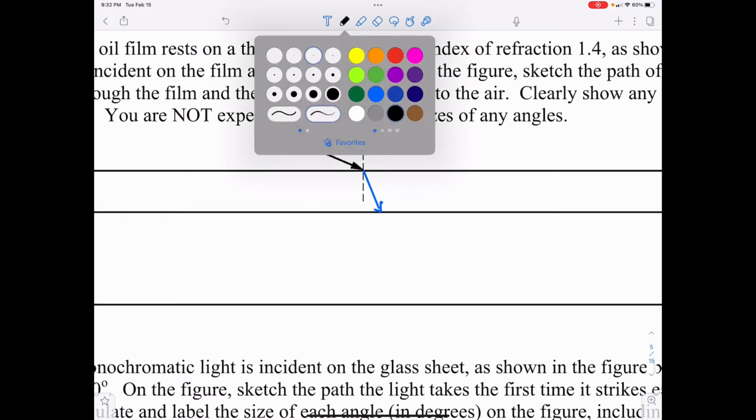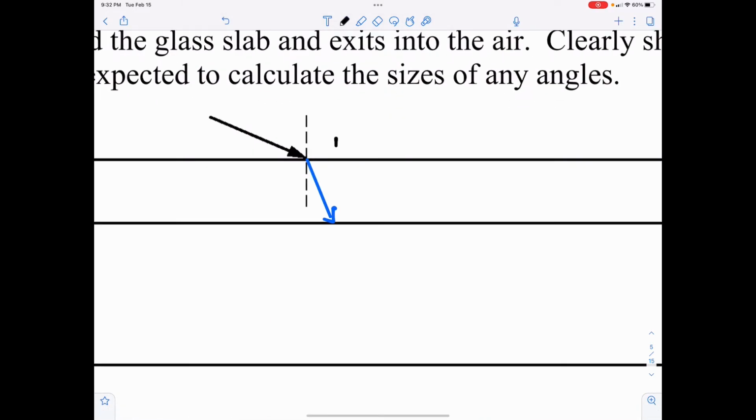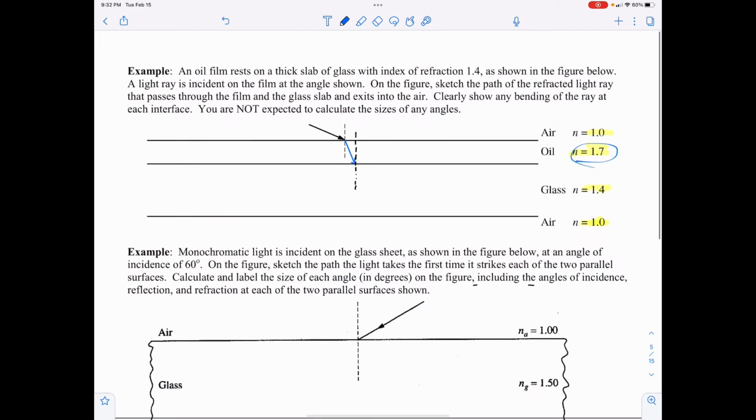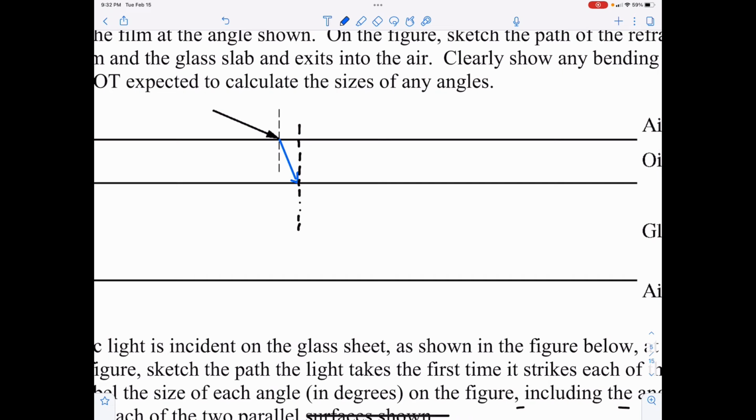Now, at that boundary, I'm going to create a new normal. New normal right here. And then at that point, I'm going from 1.7 to 1.4, which is a lower index of refraction, so I'm going to be bending a little farther from the normal. Now, notice this angle here is going to be greater than that angle there, but less than that angle there. So we have a wide angle, but not quite as wide as that.